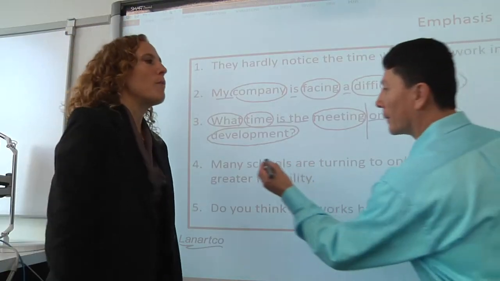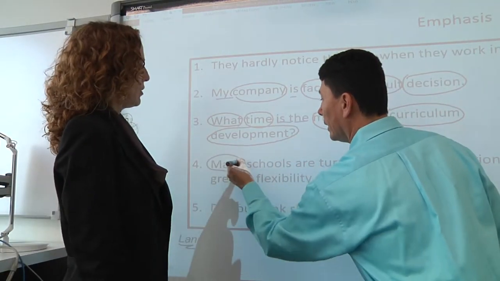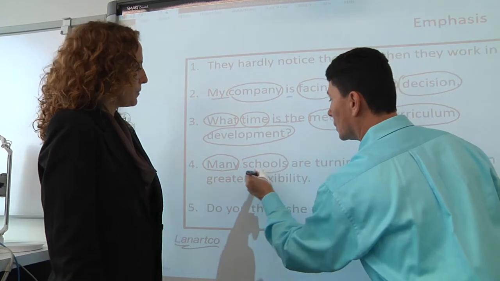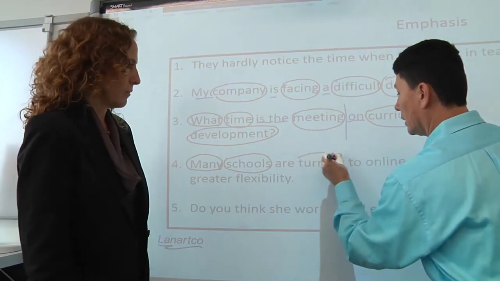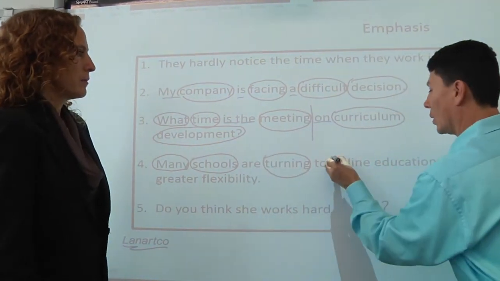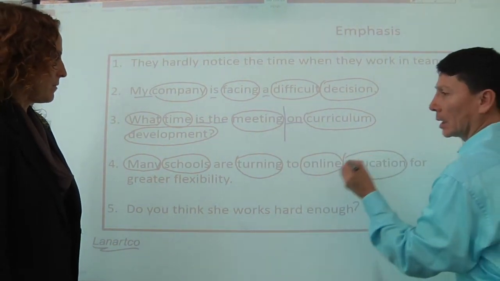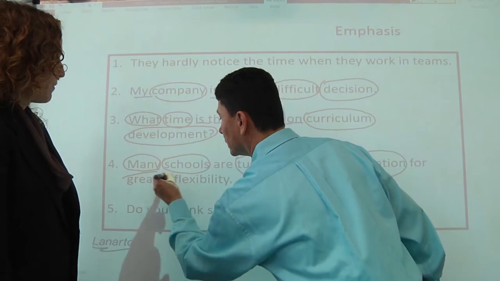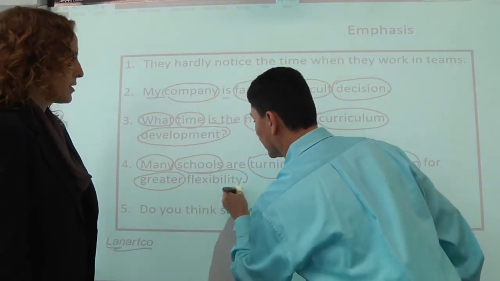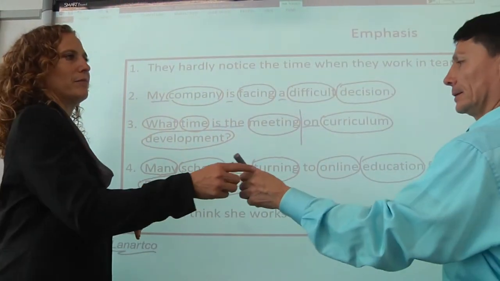Go ahead and circle for me the content words. Many. Good. Adjectives. Schools. Turning. Good. Online, education, greater, and flexibility. That's good. Lots of them. There's lots here.